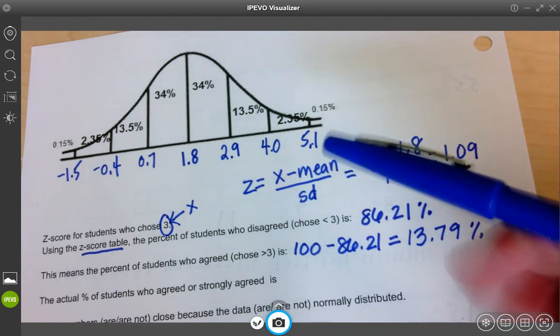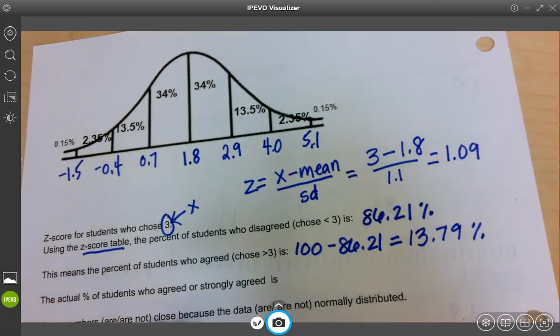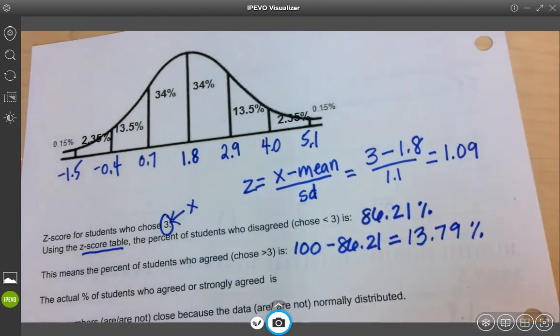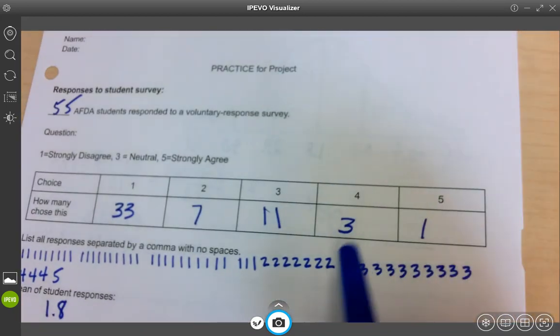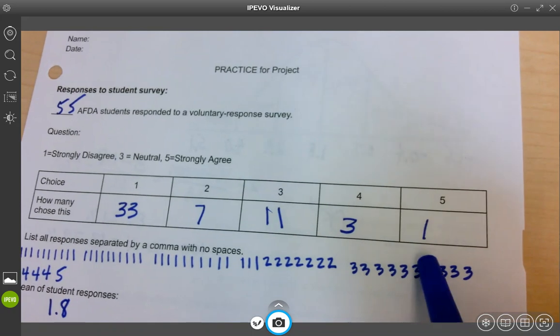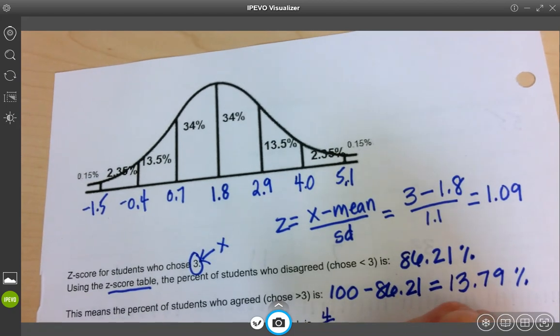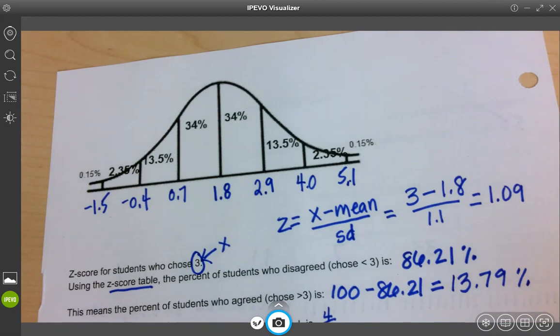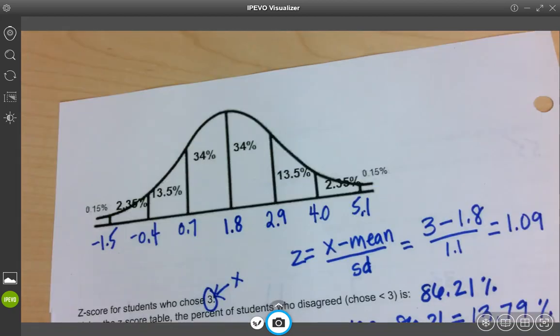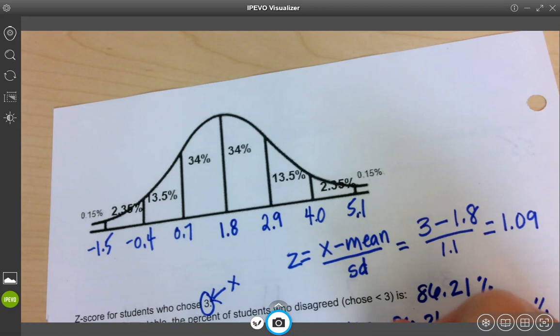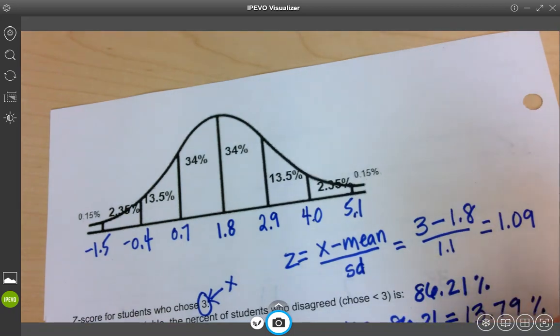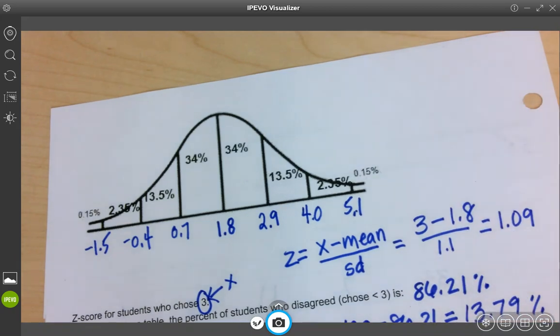But we're going to compare that to the actual results. I can find what percent of students actually agreed or strongly agreed, because I'm going to add up the people that said 4 and 5. That's 4 people. And divide it by 55. So you're going to do that now. You're going to do 4 over 55 to find out how many people agreed or strongly agreed. And we're going to see if that percent is pretty close or not. So when I divided, I got 0.073, which was about 7.3%.